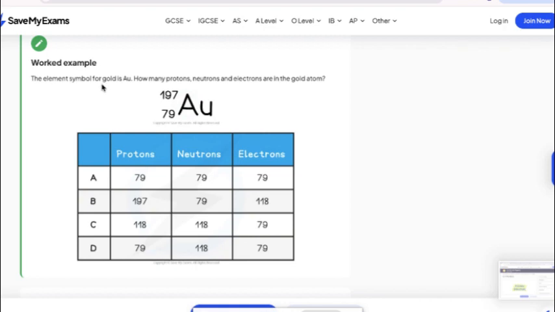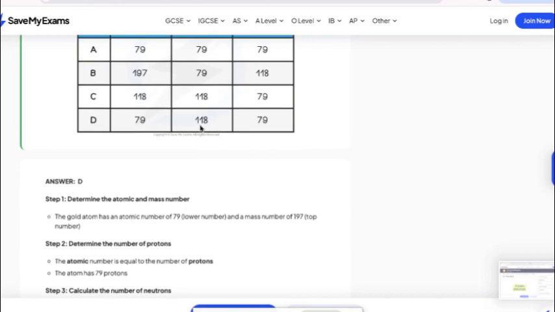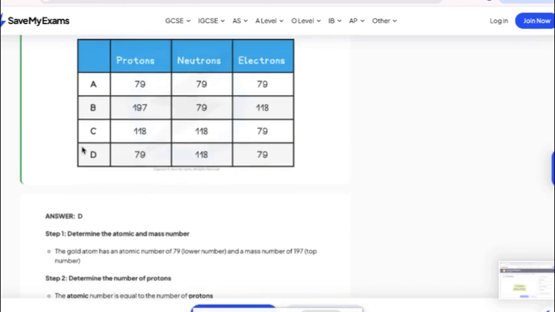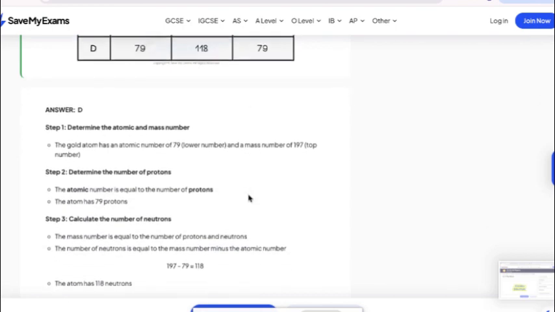So the symbol for gold, you say the element symbol for gold is Au. How many protons, neutrons, and electrons are in a gold atom? So they give you something like this, and they give you the options A, B, C, D. So the right answer is D, because it has 79 protons, 118 neutrons, and 79 electrons. So the right answer is D.